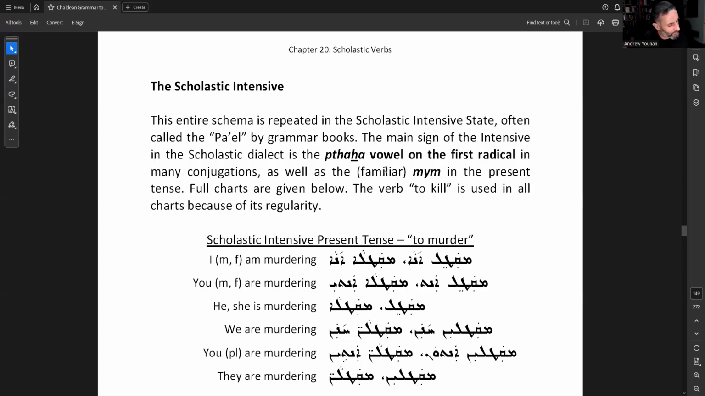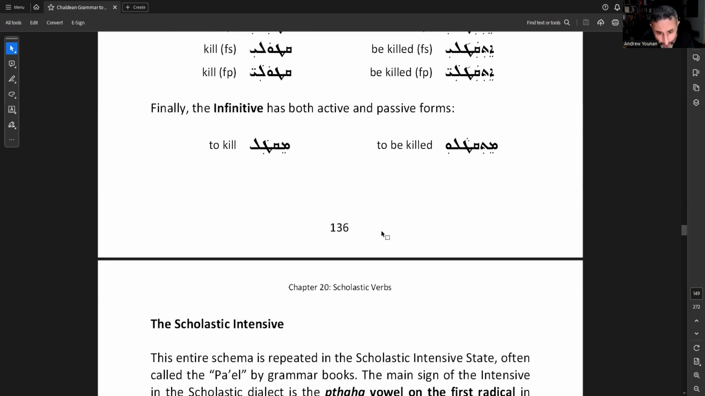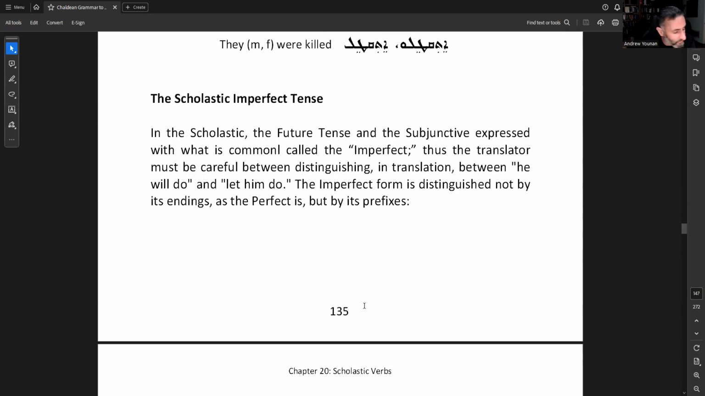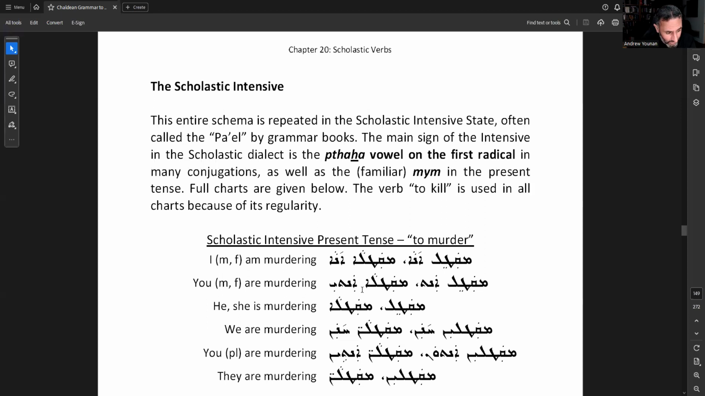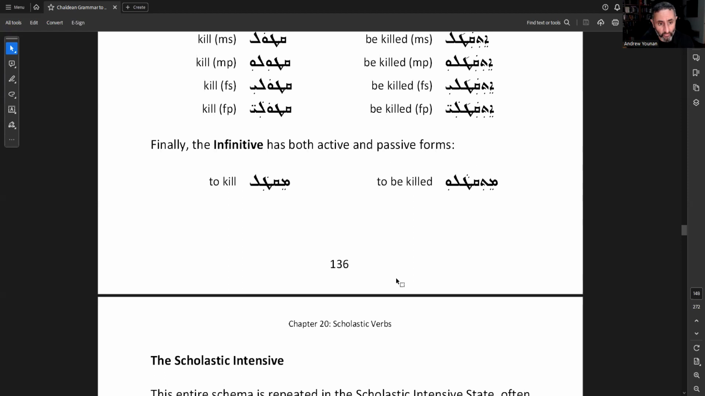Okay, this is lesson, I guess, 6. The Scholastic Intensive. So let me just explain what just happened. The last few lessons, we've gone through a verbal system. It is what we went through when we did the present tense, the perfect tense, and the imperfect tense, and the imperative and the infinitive.